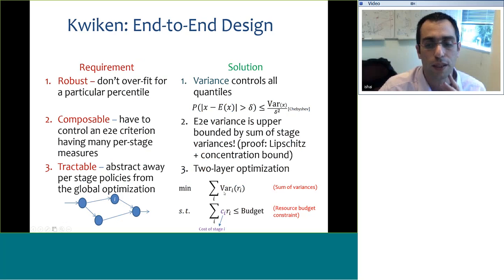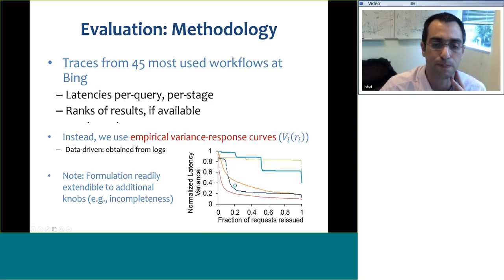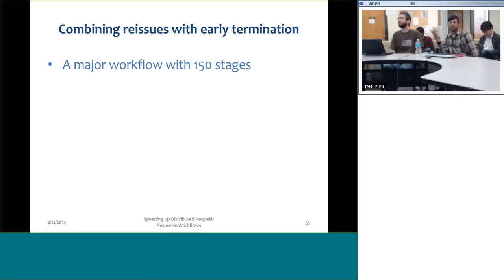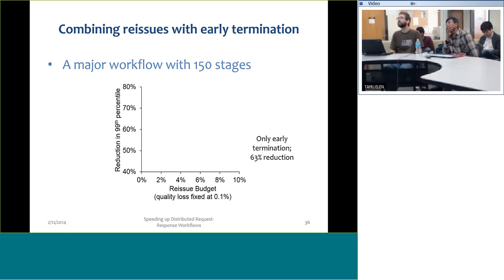All we care about is the resource usage and the reduction in variance, but actually there could be a more complicated within-stage algorithm. Also, you're kind of taking a black box approach to each stage, right? You're just using the response curve. Right, exactly.